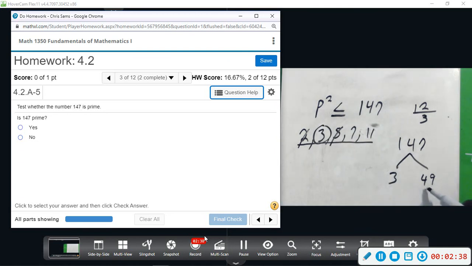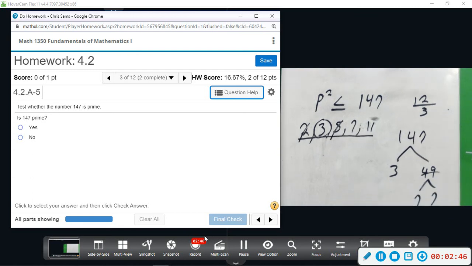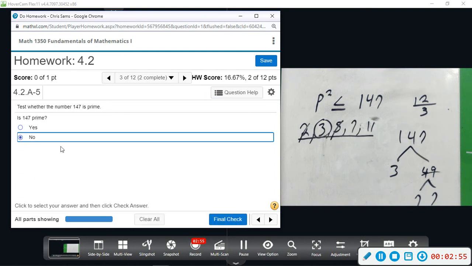And if we broke this down further, 49 is 7 times 7, so the prime factorization would be 3 times 7 squared. So the fact that it's divisible by 3 means it's not prime. It's also divisible by 7. So no, this number is not prime.